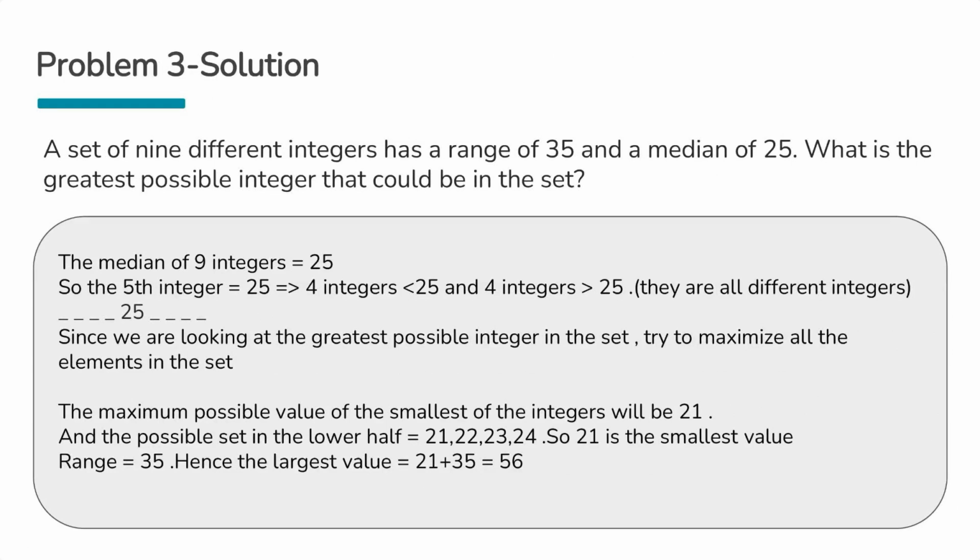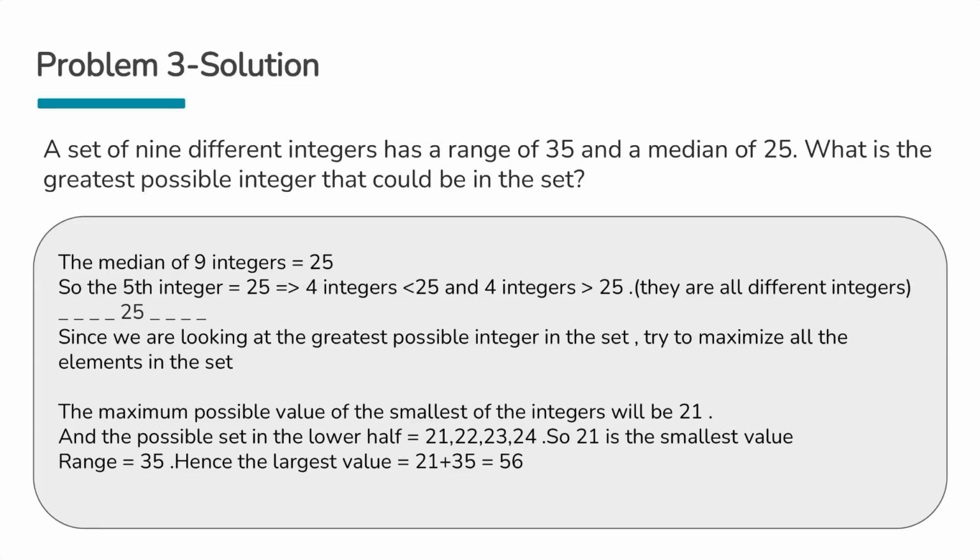A set of 9 different integers has a median of 25. So there is an odd number of elements here, right? Which means 25 is the middlemost value. That is the meaning of median. It's going to divide that data set into 2 equal halves, which means less than 25 there will be 4 values, and greater than 25 there will be 4 values. Remember that all the 9 integers are different. That is one very important rule.